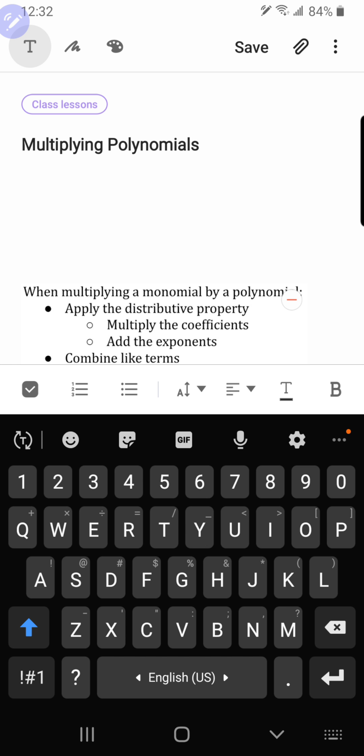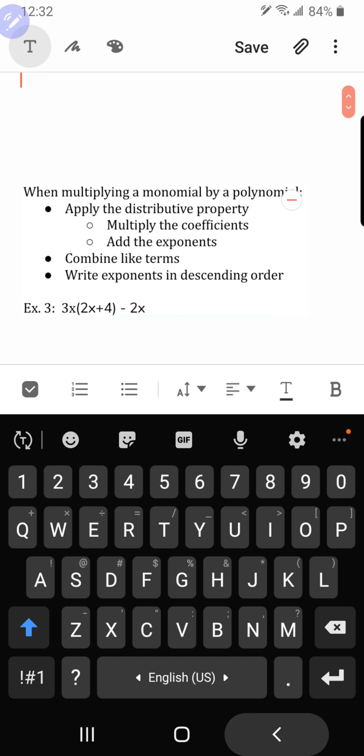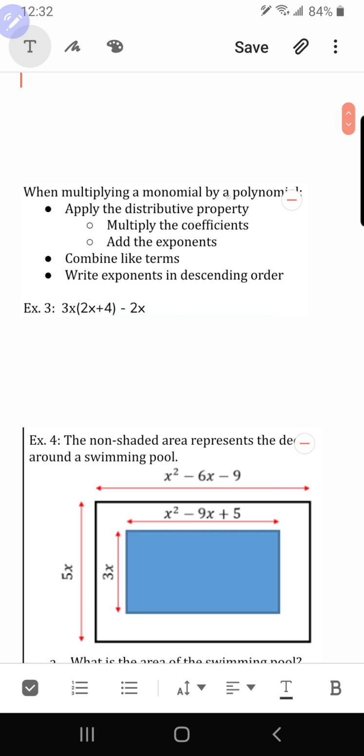Now a monomial, meaning one term, is either a number by itself, a variable by itself, or a number with a variable, meaning a coefficient with a variable. That's called a monomial. So when multiplying a monomial by a polynomial, meaning one term with two or more terms, we're going to distribute that monomial, that first term, to all the terms inside the parentheses.